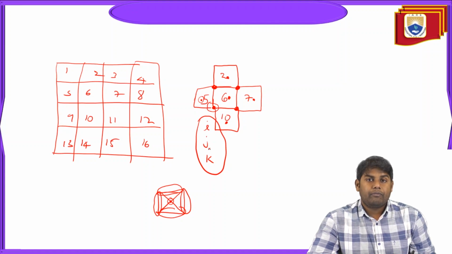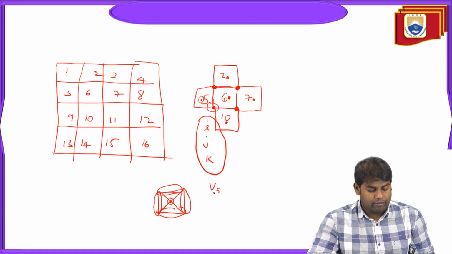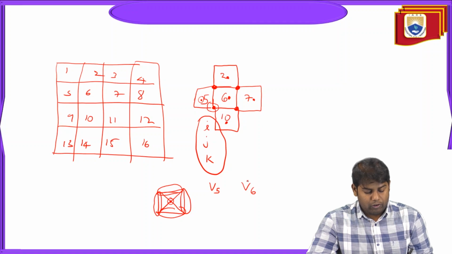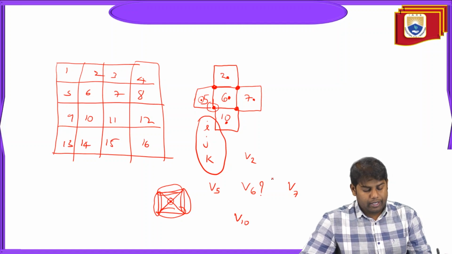So similarly, let's say value at cell 5, next the value at cell 6 has to be found. Value at cell 7, value at cell 10, value at cell 2. So these values are very, very important to govern what is the value at cell 6. Okay, so how do we do it?